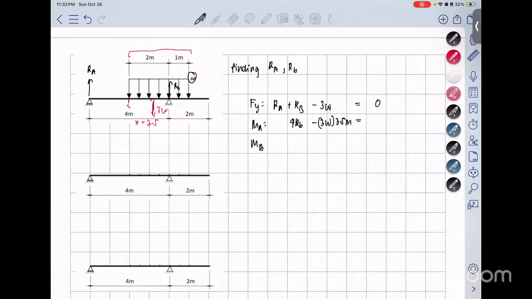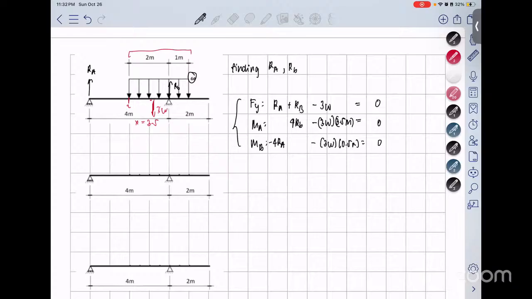B naman, moment at B, same thing, walang internal reaction. So, dito naman negative 4A, 4RA, minus 3W, dito naman 0.5 because it's 0.5 meters away from the pin support. Yeah. Okay. So ayan, that's basically our setup.